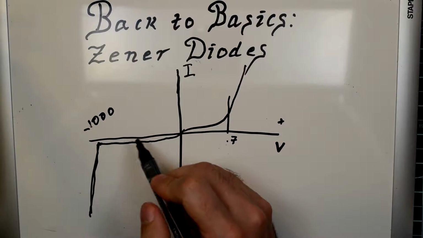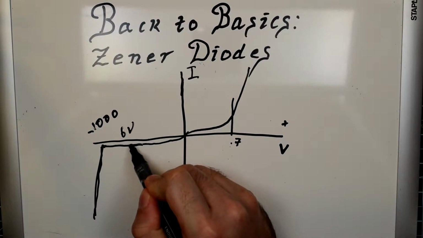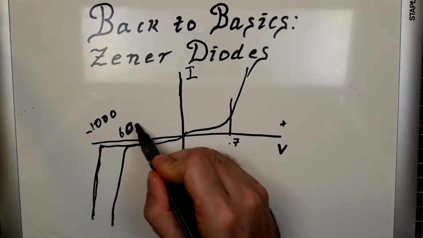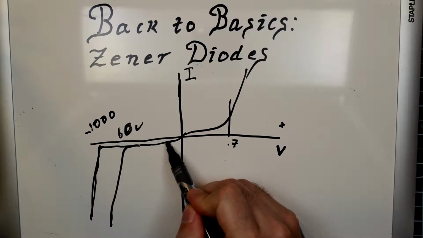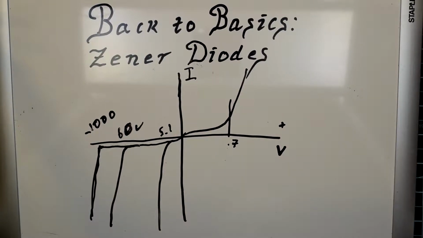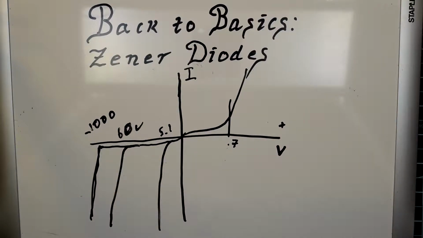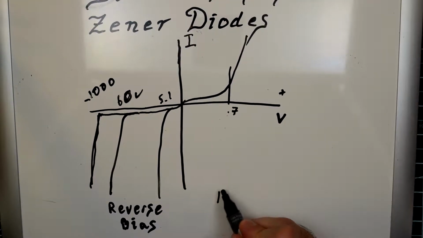Now, for Zener diodes, those knees, let's say you have a 60 volt Zener, that knee will come along and it'll drop off at 60 volts. And then, of course, you'll get a drop off at 5.1 or so on. So when you hear the term knee voltage, that's what they're talking about. It's the point at which the diode will start conducting in reverse bias. That's reverse bias. And of course forward bias over here.